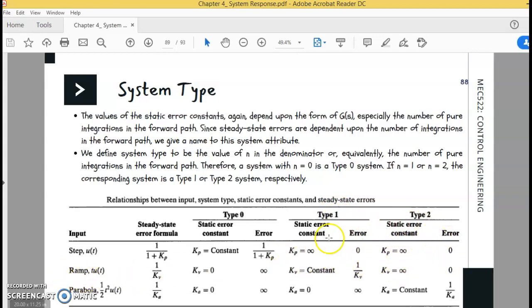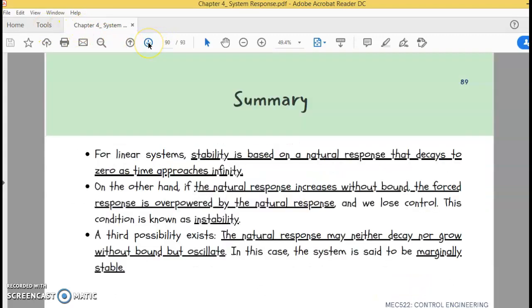Okay, for the ramp, to get 0 steady state error you need type number 2. So baru you dapat steady state error 0. And then for the parabola, you need type 3, meaning that n must be equal to 3 and greater than 3. Okay, and then you baru dapat value for the error. Okay, so I think that's all. Okay, summary for the system.